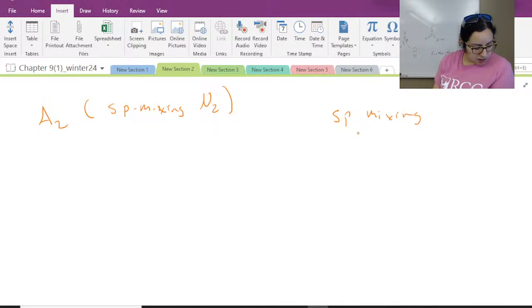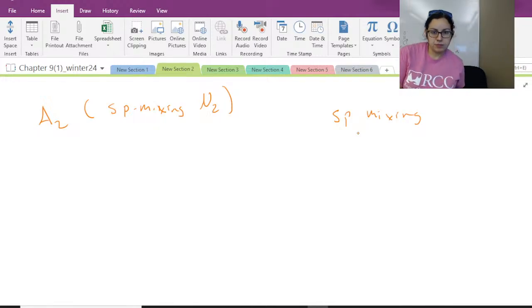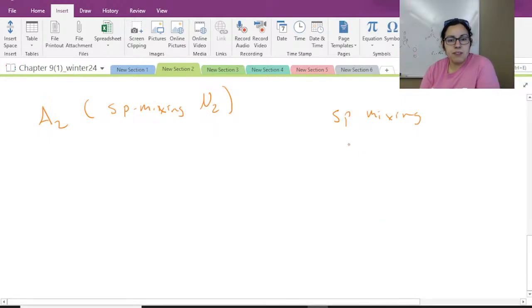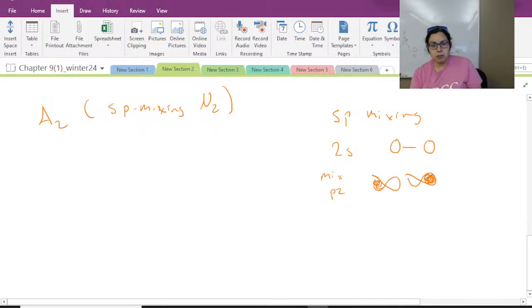Might be able to guess. Yeah, but which p? Yeah, so pz, right? Whichever one is in phase. So we can have our 2s, so I'm going to go ahead and bring both of them. And then we want to mix them with our pz orbitals. I think everyone was kind of seeing this, and that's a good first indication.